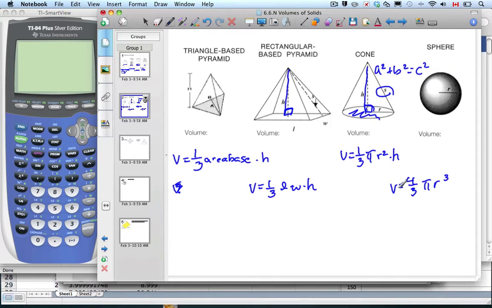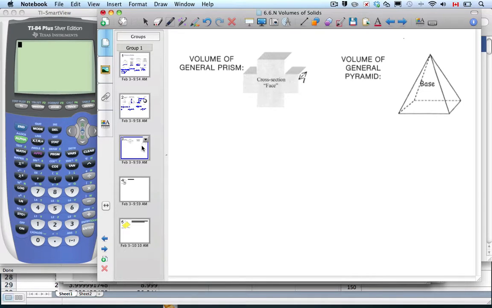There we go. All right. I think let's go to the next one. Let's see what we have next. I think we already talked about that. Let's go to the next one. Or do you want to talk about the general prism? Let's talk about the general prism there.